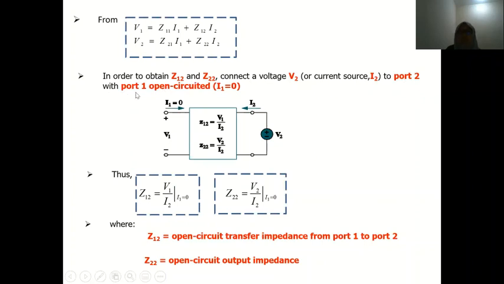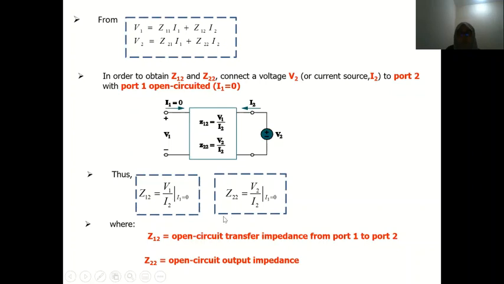At the same time, your port 1 will be open circuited by getting I1 equal to 0. So when we open your input terminal, your I1 will become 0. From here you will get Z11 equal to V1 divided by I1, when I1 is equal to 0, from your general formula.